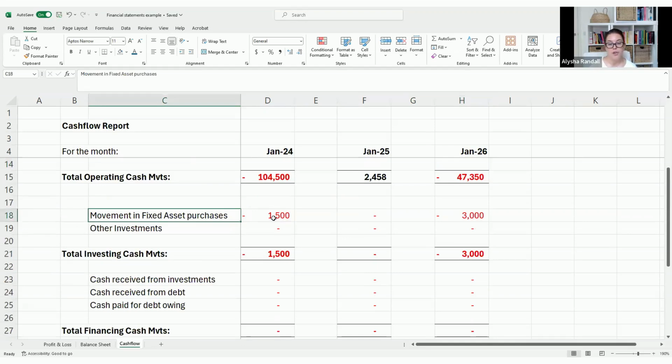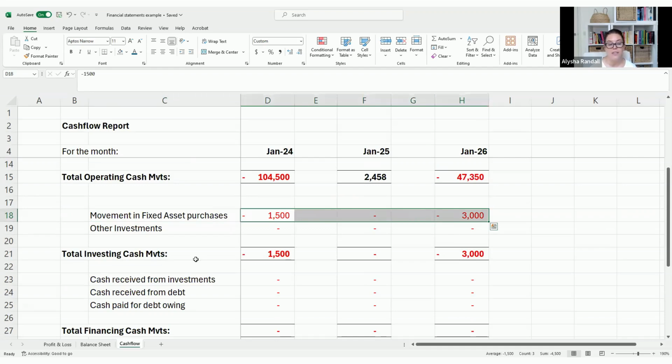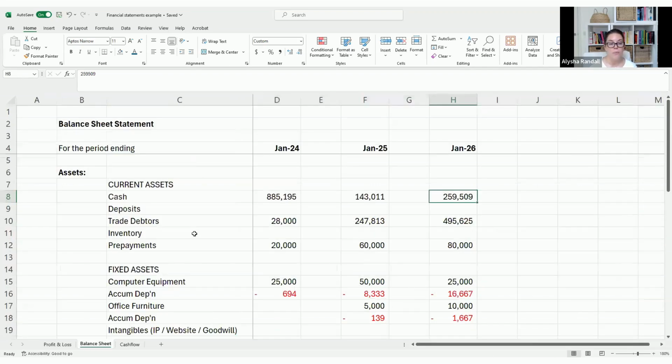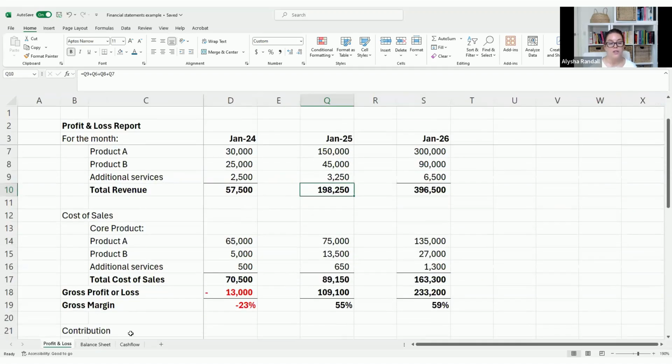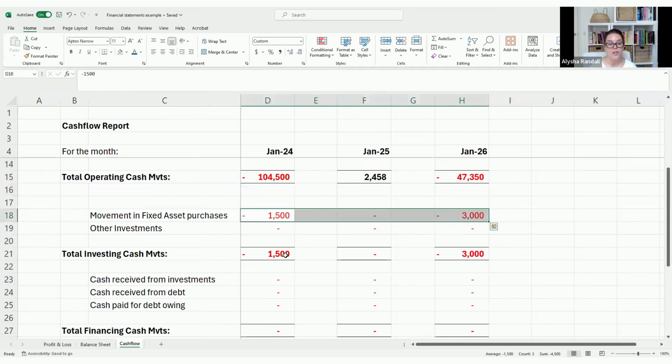Movement on fixed asset purchases. So this is when you've bought something that goes straight onto the balance sheet. So that may be a couple of computers. So this is where you see that visibility, because obviously if you're buying any of these fixed assets, you don't see them in the P&L. So you would see it here in the cash flow.